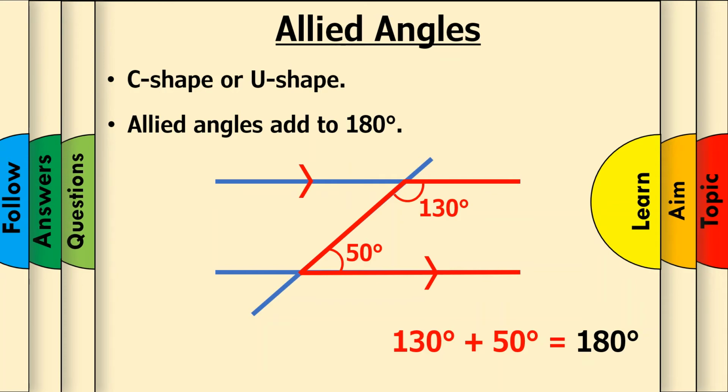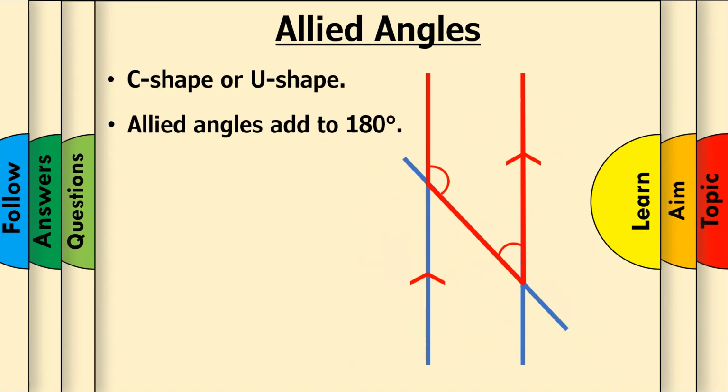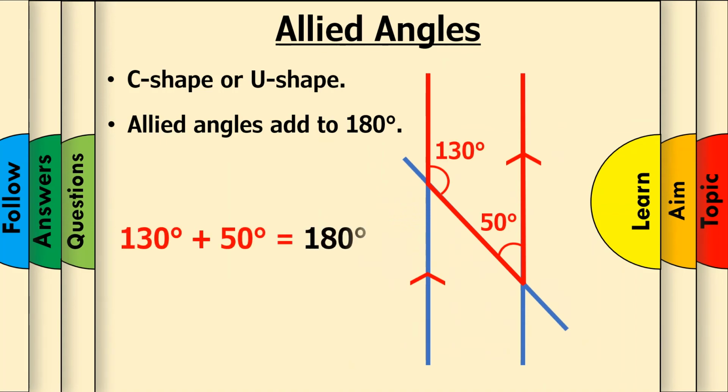Also, allied angles can be found in U shapes as well. To demonstrate, we'll just turn this around. Notice that the C has turned into a U. Again, the angles add up to 180 degrees.